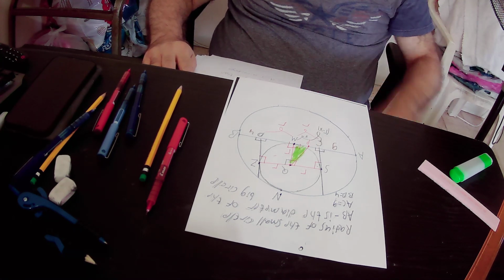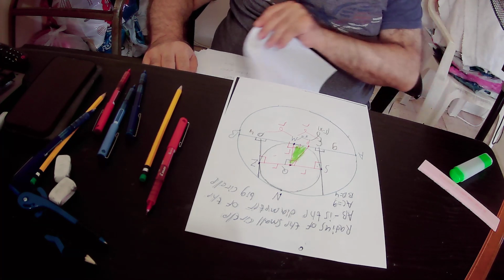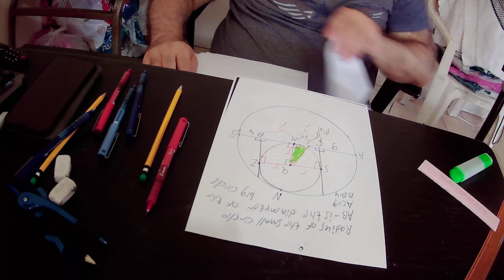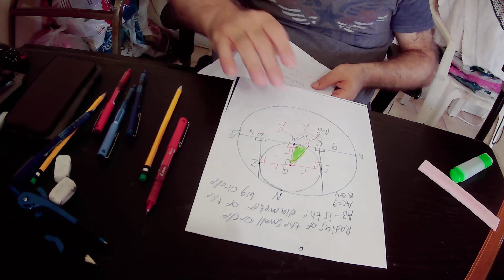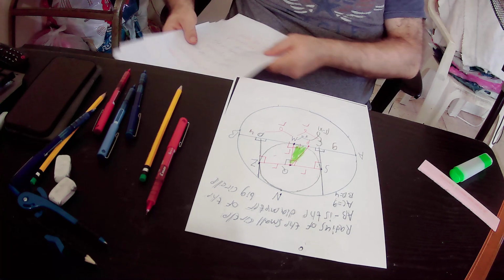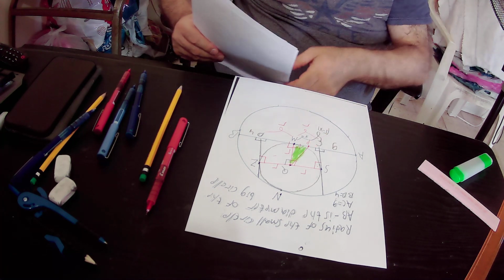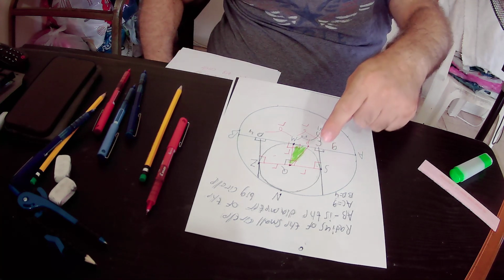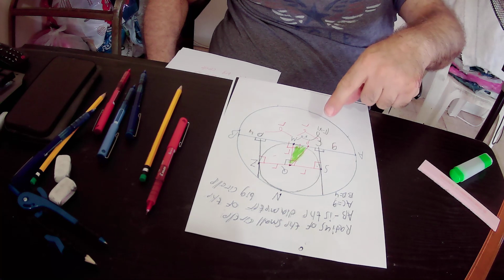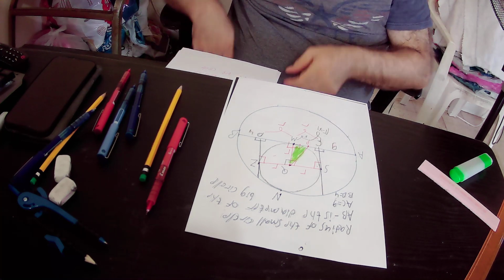Okay, so actually we defined the point Q as the center of the small circle, and point P as the center of the big circle, and we defined small r as the radius of the small circle and capital R as the radius of the big circle.